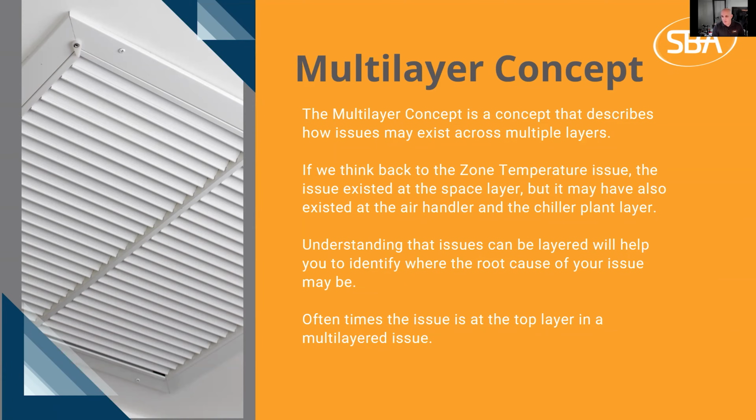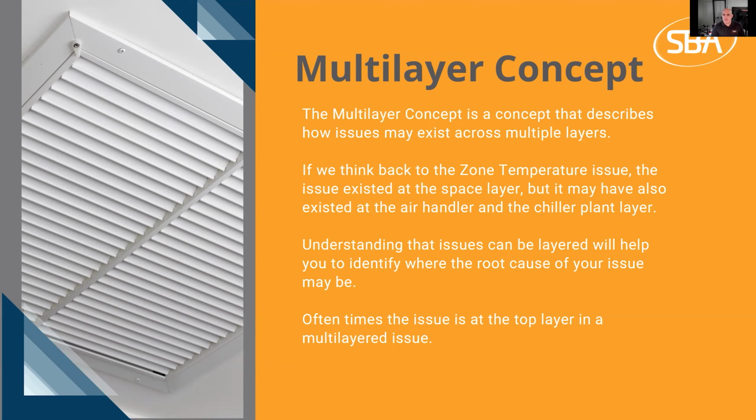So the problem begins when, okay, we're driving to our CFM, but maybe we're not at the DAT we need. So our DAT from our air handler is maybe 62 degrees instead of 55. Maybe we've got a delta T issue at the coil. Maybe we've got a fouled coil. Or maybe we're an even higher layer up, which is the chiller.